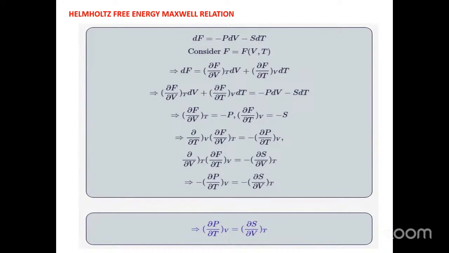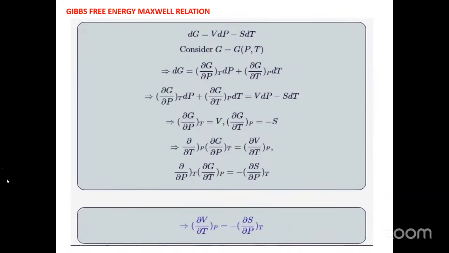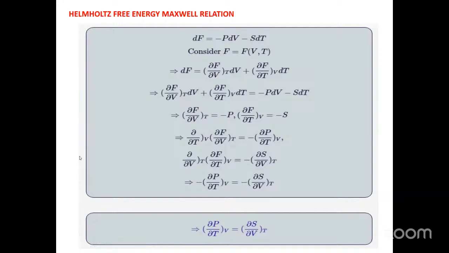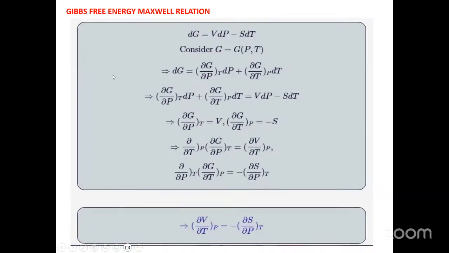Okay, right? This is for the Helmholtz free energy Maxwell relation. The same I am taking here: dF is equal to minus P dV minus S dT. Consider F as a function of V and T, right? Put F in the equation's place, and you will get the final equation. And finally this is the equation of Helmholtz free energy. Then the Gibbs free energy Maxwell relation we will get the same way: dG is equal to V dP minus S dT.